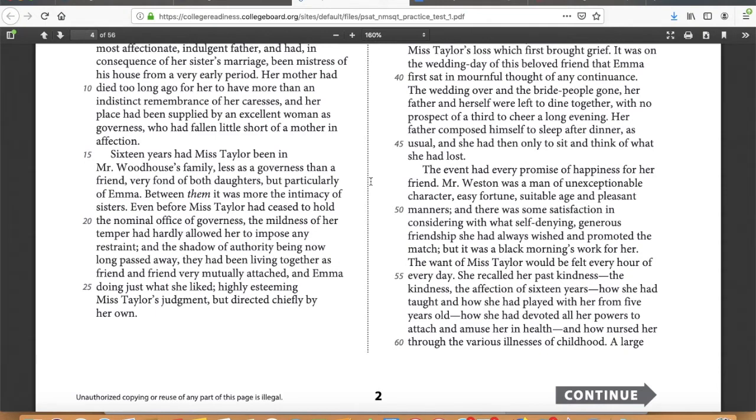Even before Miss Taylor had ceased to hold the nominal office of governess, the mildness of her temper had hardly allowed her to impose any restraint. All right, I'm going to stop you. There's some vocab there. So even before Miss Taylor had ceased, do you know what it means to cease? To stop. Yes, cease and desist. Actually, I'm not sure what desist means, but that's okay. Cease means to stop. And so even before Miss Taylor had stopped holding the nominal office of governess.